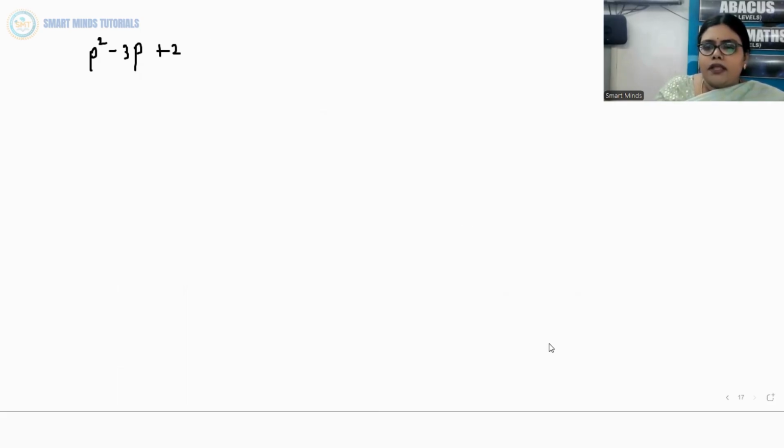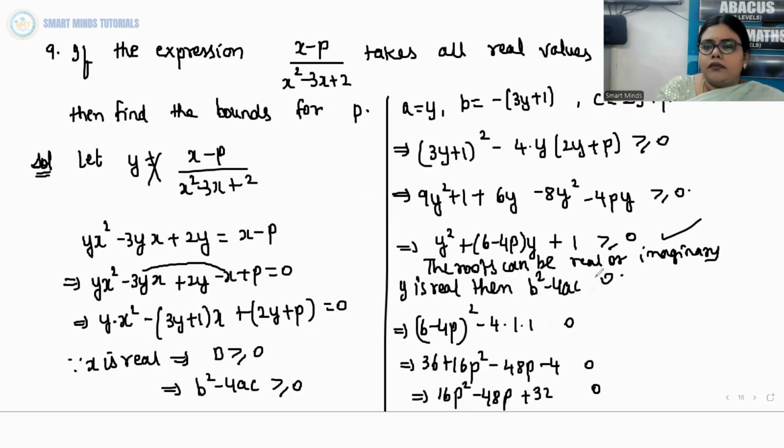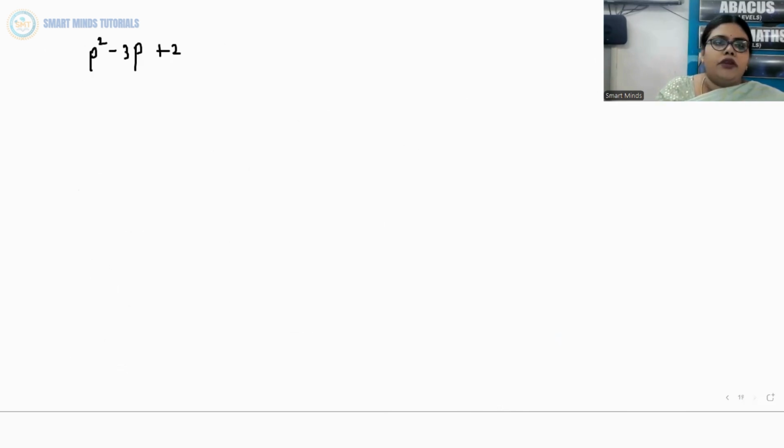Here you can see after getting this step in terms of P, based on the values of P, the roots can be real or imaginary. So that's why we have to take less than or equal to 0 here. Less than or equal to 0. Because P is unknown. We don't know what is P. So this is less than or equal to 0.